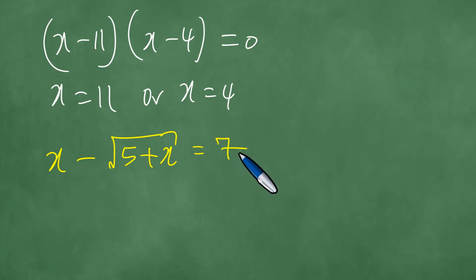Right, so now if you check carefully, we saw that the 11 is correct. But let's just check 4. You have 5 plus 4, which is 9. The square root of 9 is 3. And obviously, at this point, you have 4 minus 3, and it does not give us a 7 there. Okay, and that's interesting. So, in other words, this is not correct, and therefore the only answer is exactly 11.